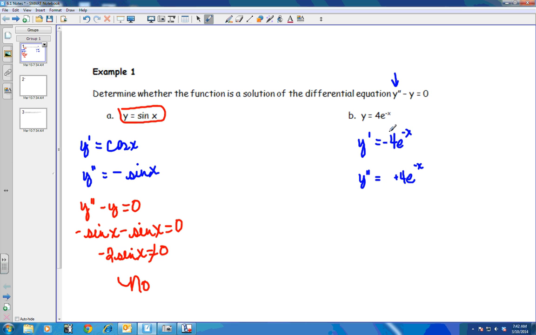So now I'm going to substitute these functions into this differential equation. So y double prime is 4e to the negative x minus y, and we know that y is this, 4e to the negative x, and it's supposed to equal 0. And it does. So this would be yes.